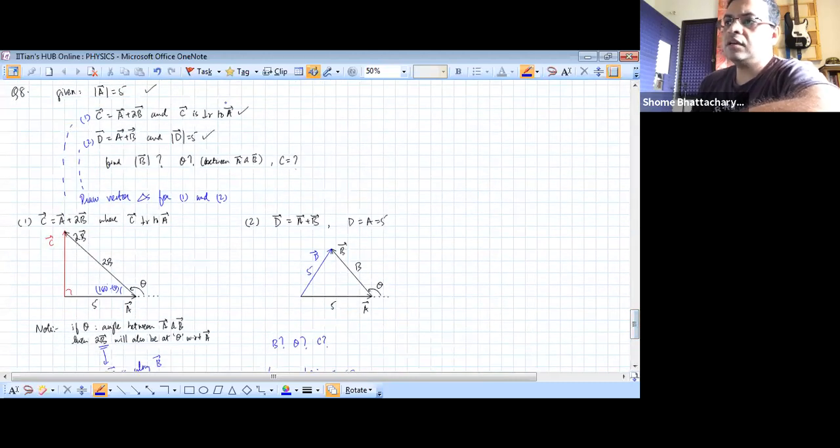So first understand how these two operations, c is equal to a plus 2b and d is equal to a plus b, are converted into these two triangles. This is a right angle triangle. Why? Because it's given to us कि c इसके perpendicular है.